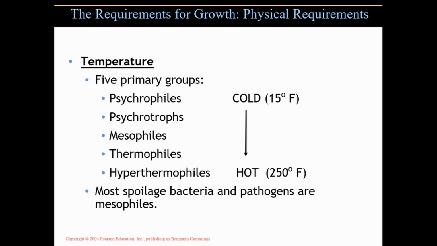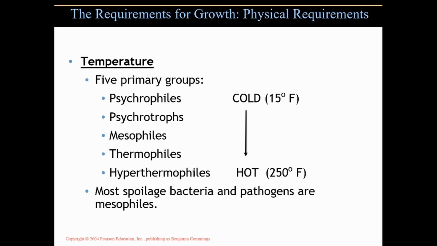So physical requirements for their growth, we'll look at a few of these. We'll look at physical first, and then we'll turn to the chemical requirements that are necessary for their growth. In regard to temperature, there are 5 primary groups. And they go from the cold to the hot. Those are psychrophiles, psychrotrophs, mesophiles, thermophiles, and hyperthermophiles.